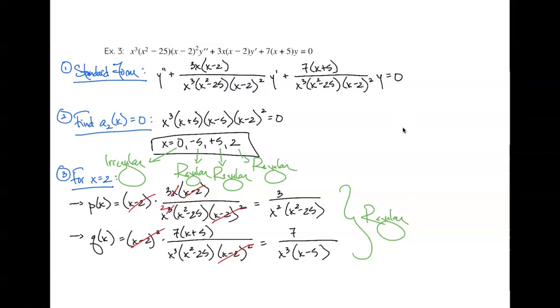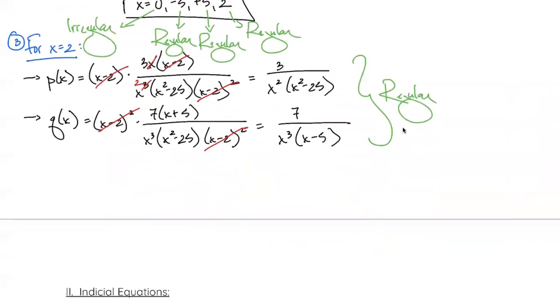So the second part of our story, again, is more around, well, why does this matter? We're not going to get into the procedure, but we are going to get into why this matters, whether something is a regular singular point or an irregular singular point. Okay.